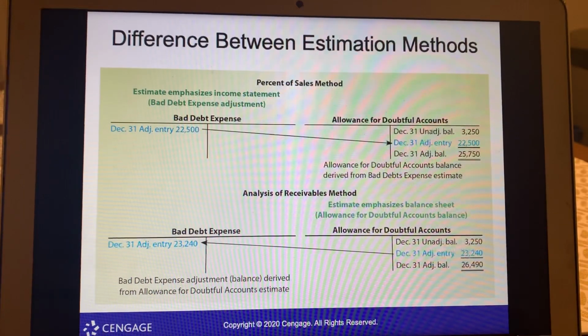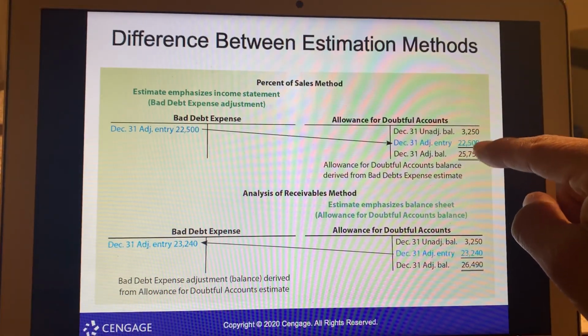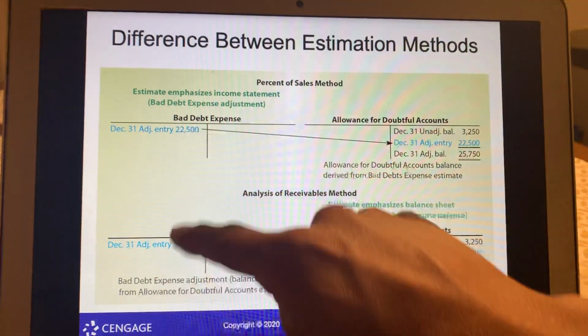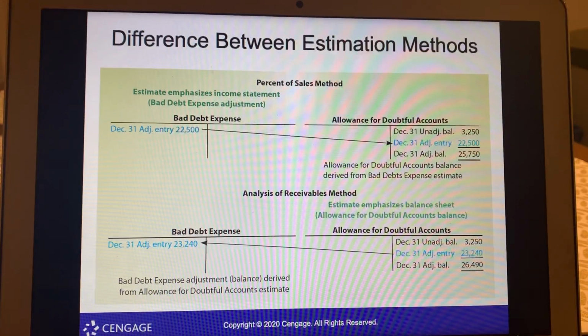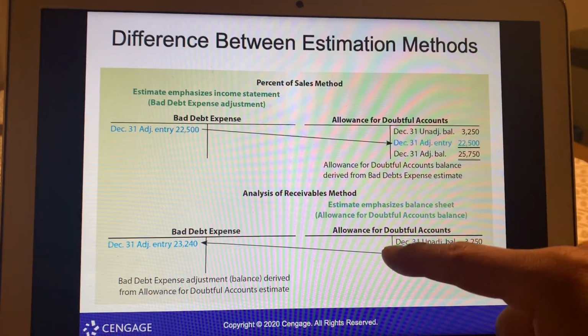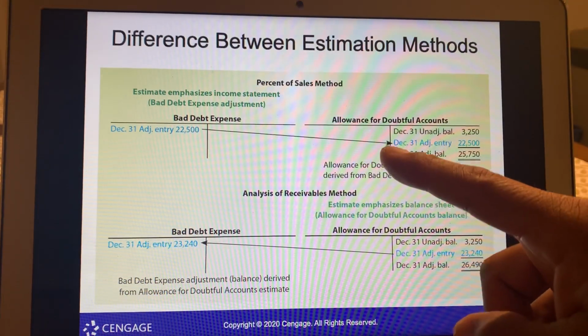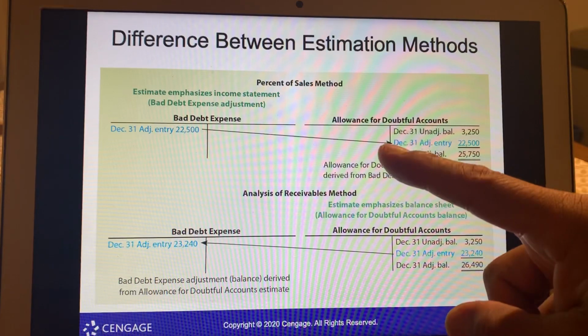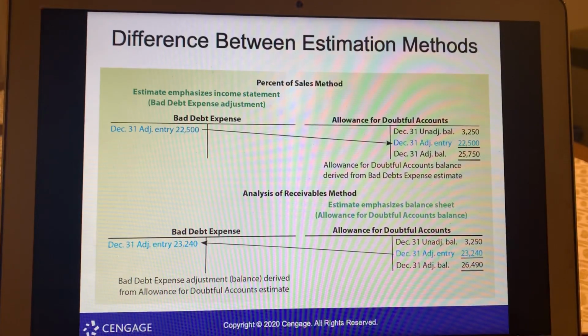Okay. So the difference between estimate methods: percent of sales versus analysis of receivables. So 22,500 versus 23,240. These are some things to take into account whenever you look at which method would be more accurate. That's up to you. I think if you take the analysis of receivables, you have a higher expense. If you have a percent of sales method, it is lower. But those are things you need to take into account when deciding which one you would go with.